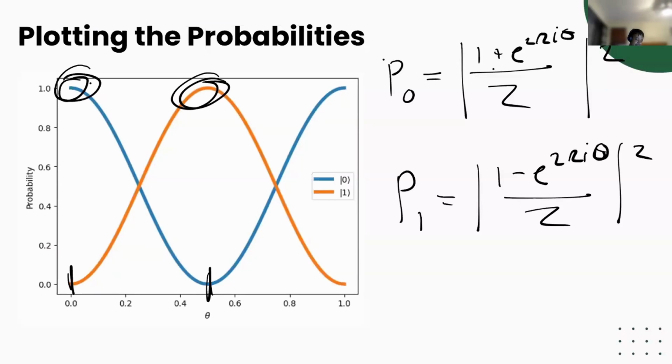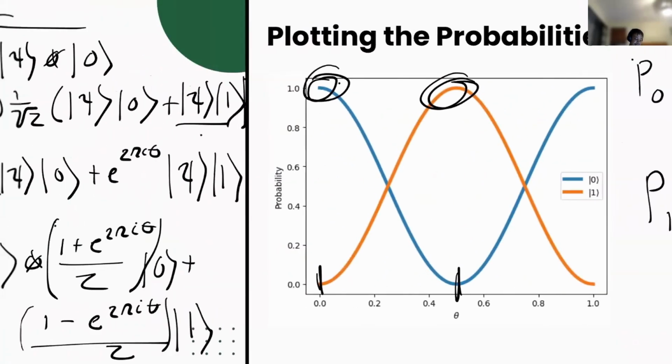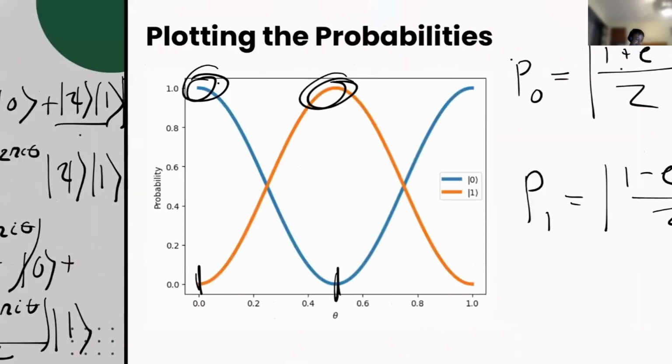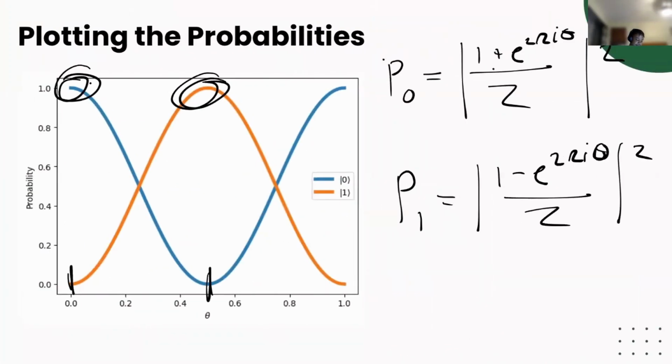And we can see that this is how they look. And now we say that if we were promised that theta could be one of two values, whether it's 0 or a half, we would be able to distinguish which one it is based on the measurement that we did here. So if we measured the state 0, then we would know that our theta is 0. But if we measure the state 1, we know that because this has a probability of 1, our theta should be 0.5.